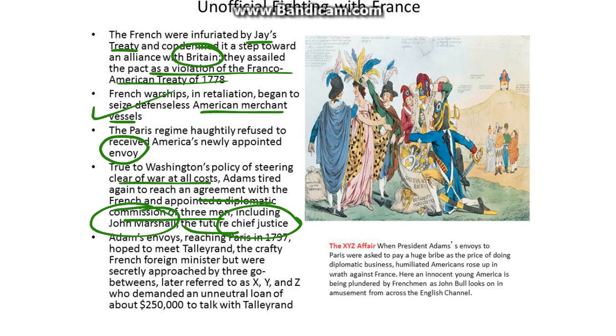Adams' envoys, reaching Paris in 1797, hoped to meet with their Prime Minister Talleyrand, but they were secretly approached by 3 go-betweens who were never formally named but only referred to as X, Y, and Z, who demanded an unneutral loan of $250,000 to talk with the French Prime Minister, Talleyrand.